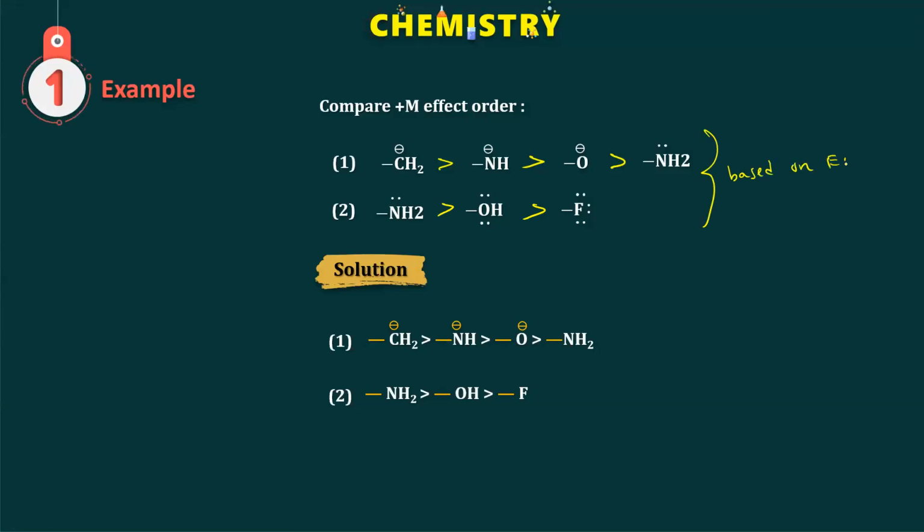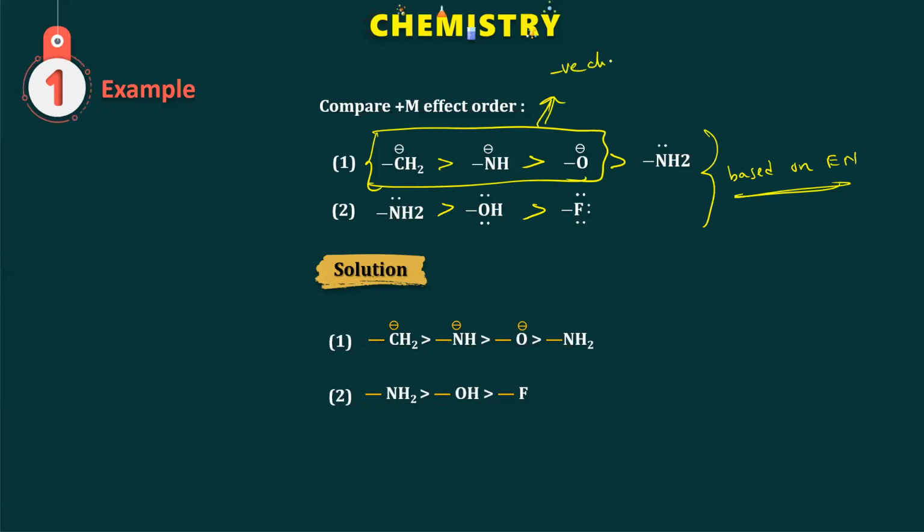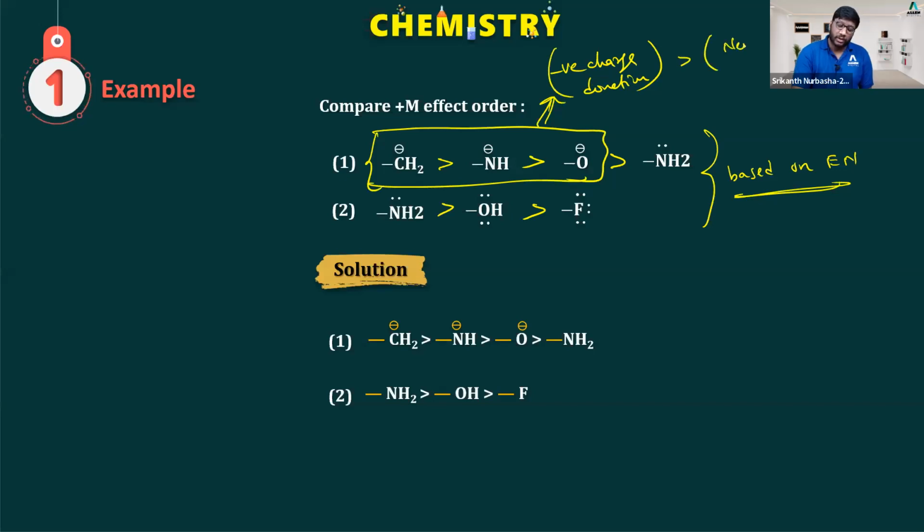Sir, in the first one, why is NH2 after O minus? In the first one, this NH2 has a lone pair of electrons or not? So negative charge donation is great. That's what I'm saying. Negative charge donation is great when compared to neutral. NH2 is actually donating the lone pair of electrons, whereas O minus is donating its negative charge. These are all negative charge donations. Negative charge donation is great when compared to neutral lone pair donation. Okay.